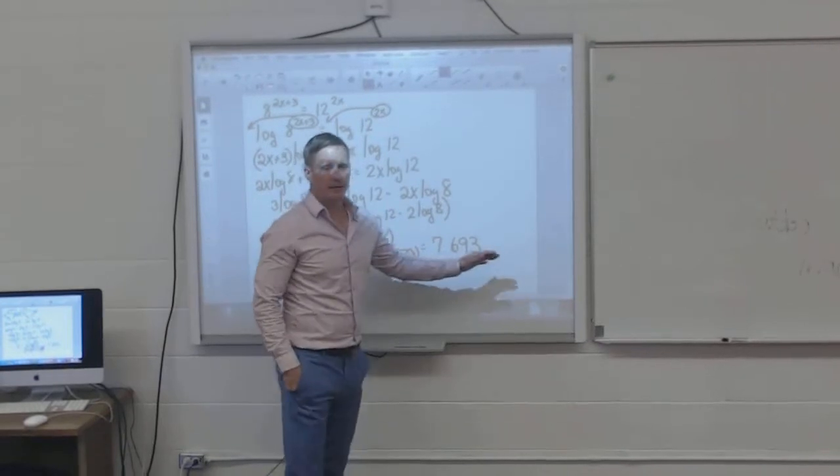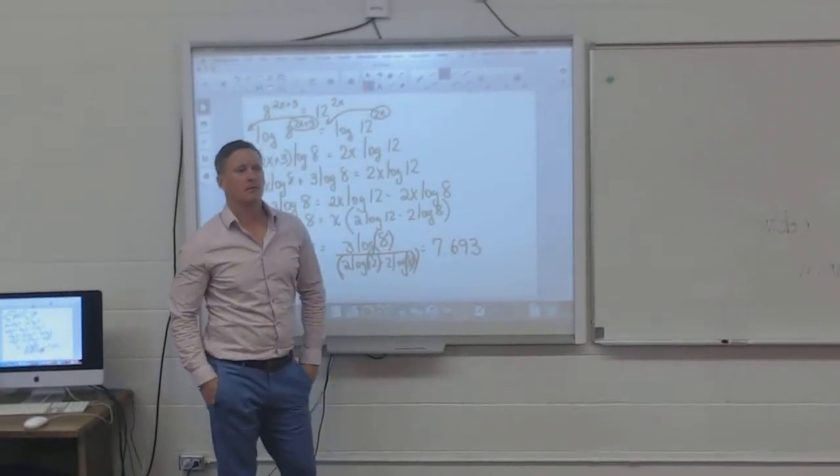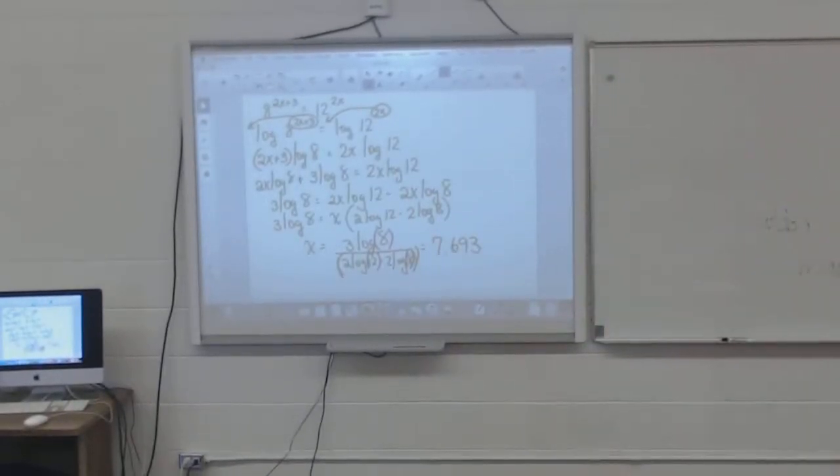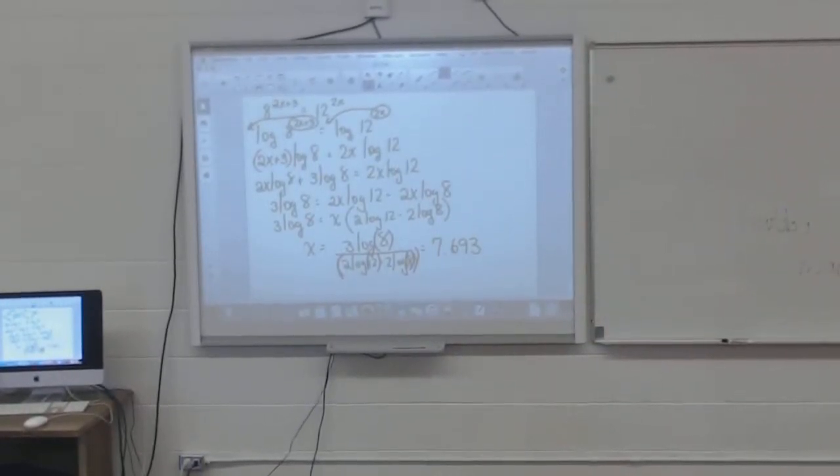Anybody else need help with that, or did you get it? I got 0.69. 2 log 12 minus 2 log 8. You have the 8 and 12 backwards on the bottom. That's all. Thank you. You've got to multiply here instead.